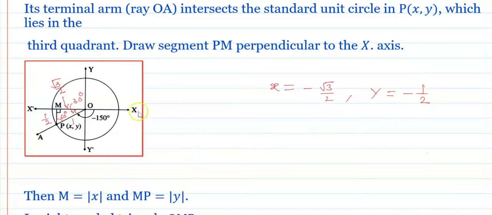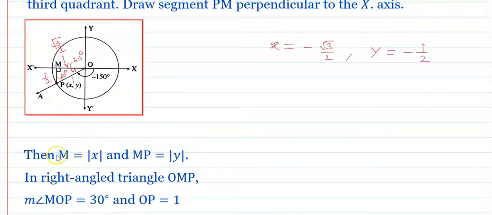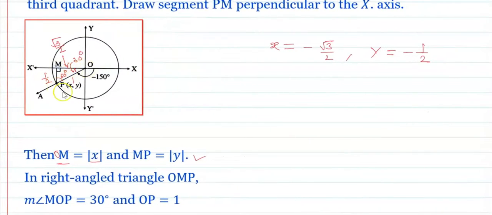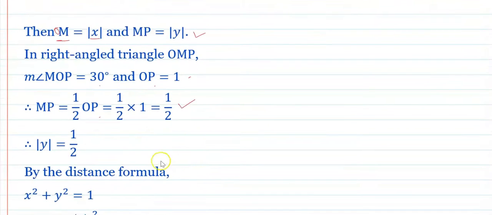Now see this here. Draw PM perpendicular to the x-axis. Next, OM is equal to mod of x, and MP is equal to mod of y. OMP is a right angle triangle. The measure of angle MOP is 30 and OP is 1, and therefore MP is equal to 1 upon 2 OP, that is 1 upon 2 into 1, which is equal to 1 by 2. And hence mod y is equal to 1 upon 2.